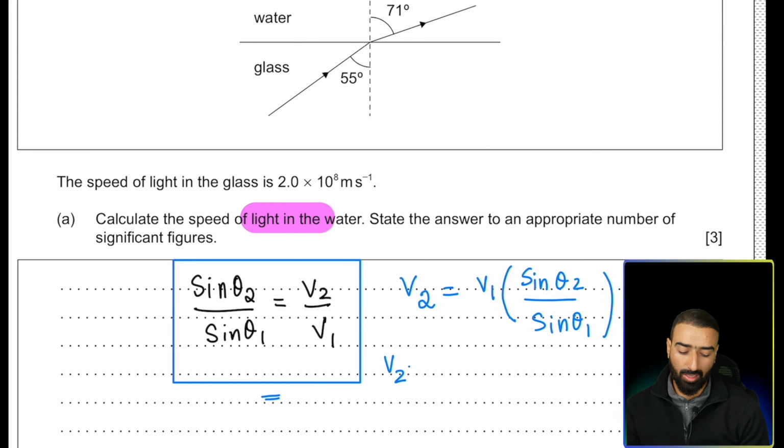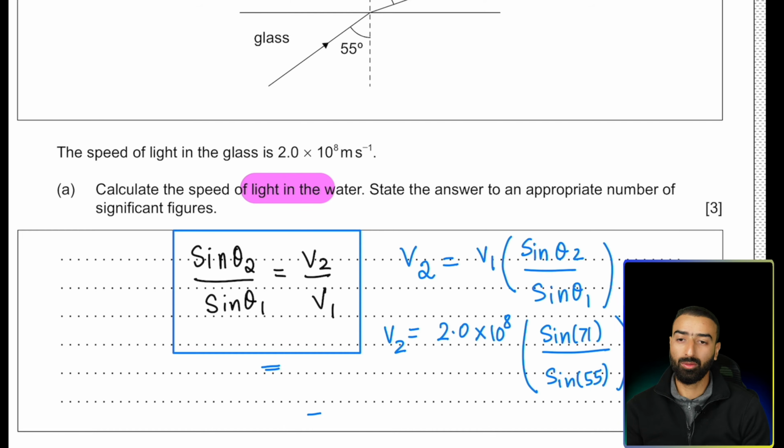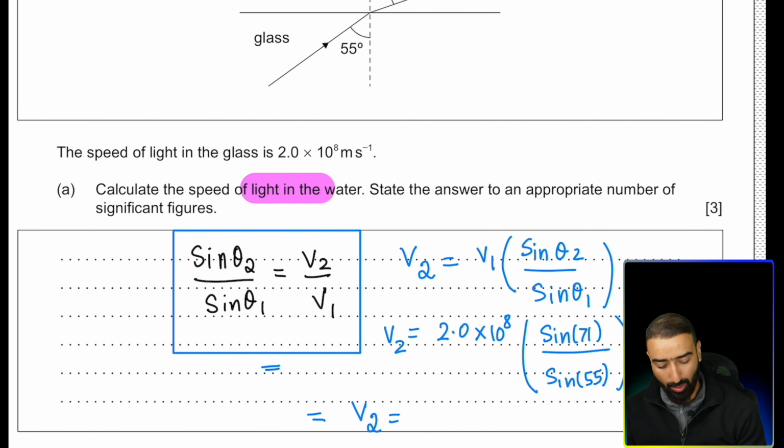So if I plug in the values, I have v2 equals 2.0 times 10 to the 8 times sine of 71 degrees divided by sine of 55. Let's plug this into our calculator and see what we get. The calculator gives us a value of v2 equals 2.30 times 10 to the 8.